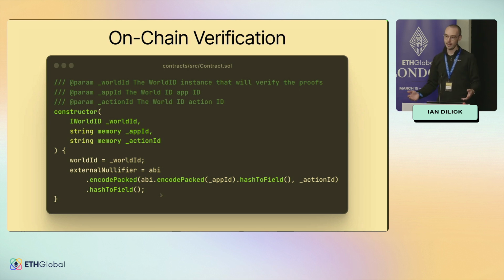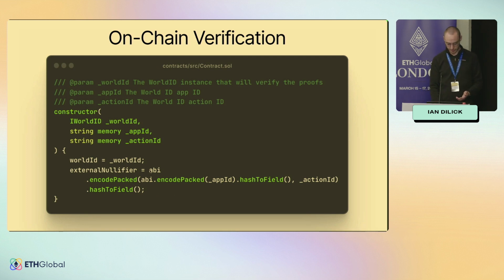So we have a template repository for the cloud verification as well as the on-chain verification. The on-chain verification, I especially recommend using the template repository. But to start, in our constructor, there are 3 things that we need to set. World ID is the address of the World ID router. The address book in our documentation can get you the correct address based on which chain you're deploying on. And then the app ID and action ID, again, that you get from our developer portal.